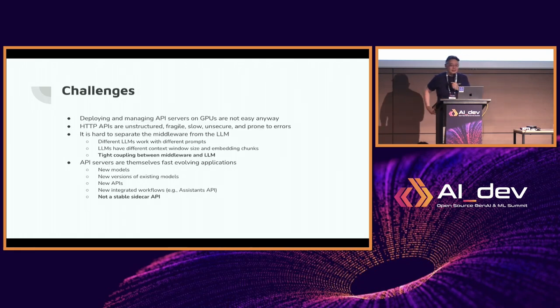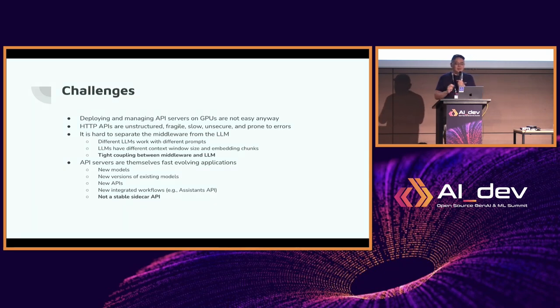But of course, the challenges are also very interesting. First, deploying and managing those API servers on GPUs is not easy. While we have isolated this problem into its own microservice, as the number of GPUs or the number of workloads goes up and the need to manage those APIs in a more stable fashion grows, you still need Kubernetes and tools like that that only deal with binary artifacts, right? So managing those API servers on GPUs is not easy anyway.